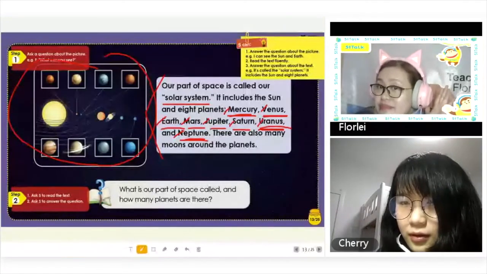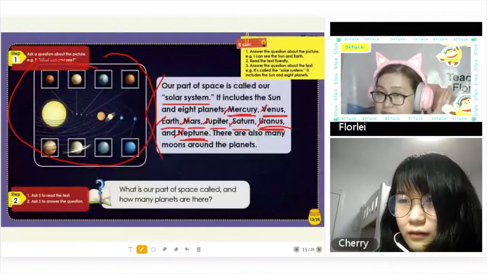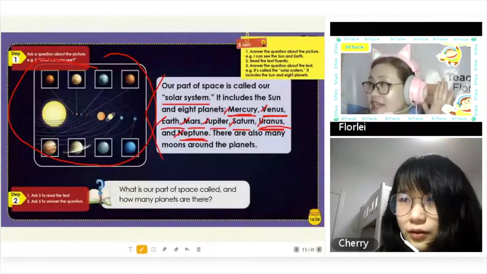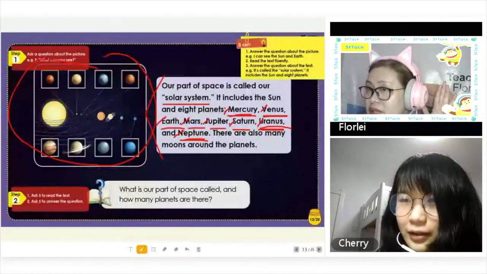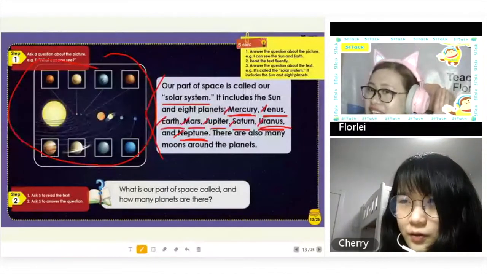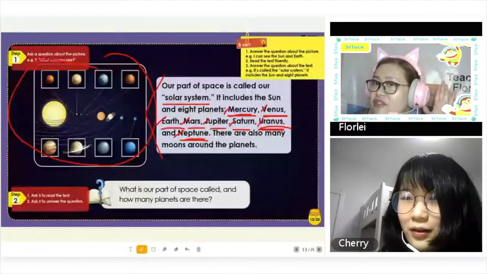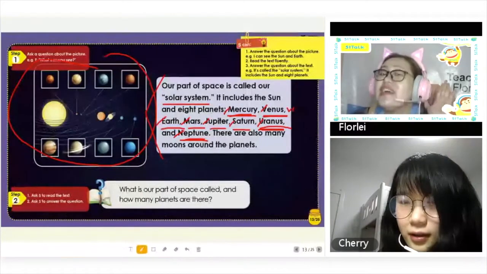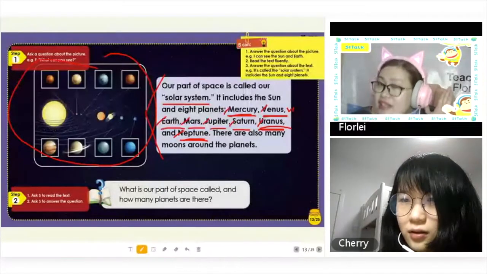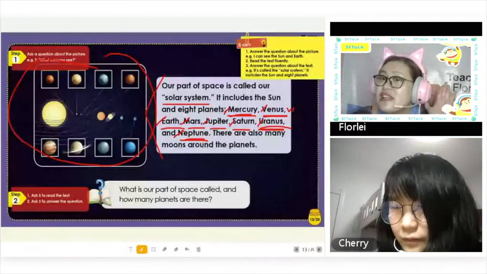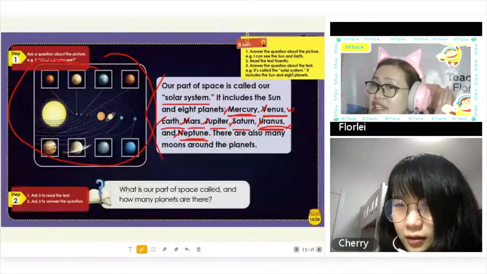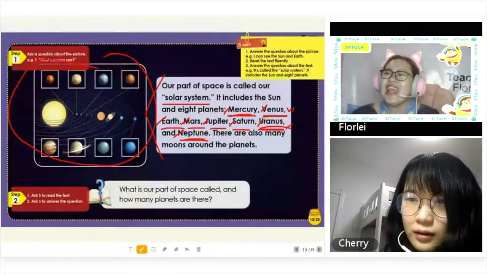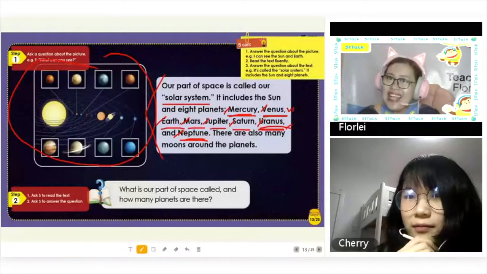Please repeat. Mercury. Very good. Venus, it's pronounced Venus. Earth, Mars, Jupiter, Saturn, Uranus, and Neptune. Okay, let's try to read that again after the lesson.